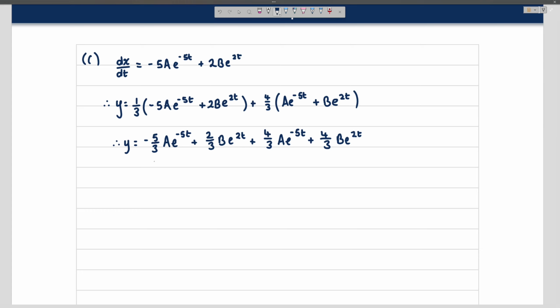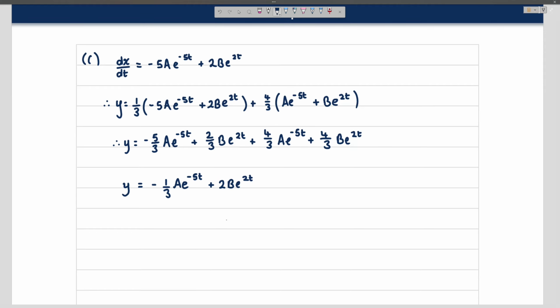So minus 5 over 3 ae to the minus 5t plus 4 over 3 ae to the minus 5t just simplifies here to give us minus 1 over 3 ae to the minus 5t there, like so. I've then got 2 over 3 be to the 2t plus 4 over 3 be to the 2t. So that is 6 over 3 be to the 2t, which is just simply 2b, so 2b e to the 2t there. Okay, and this here then, this is for y.